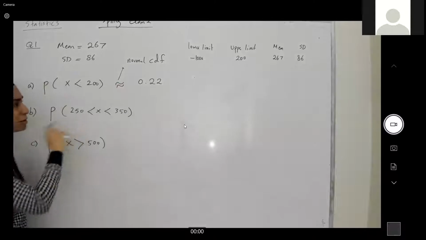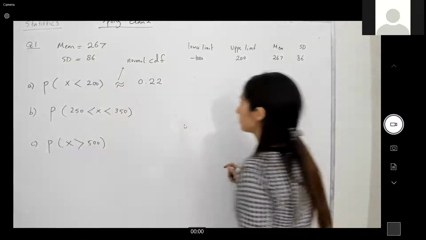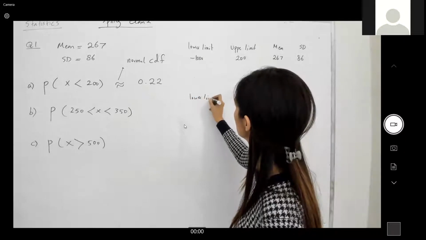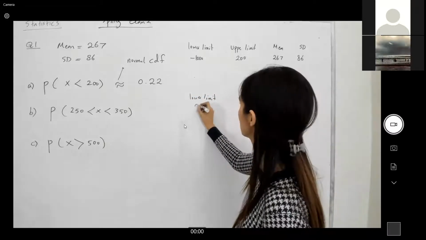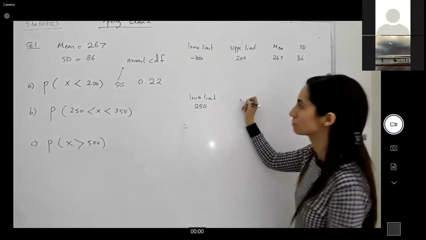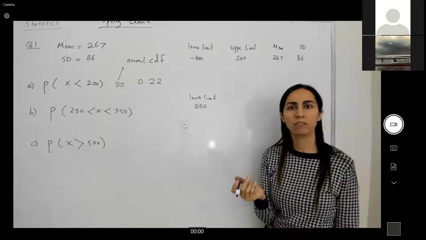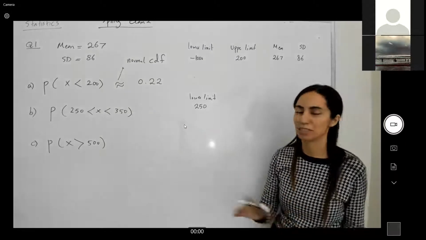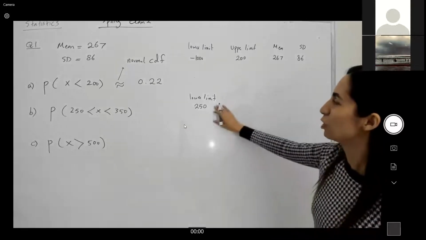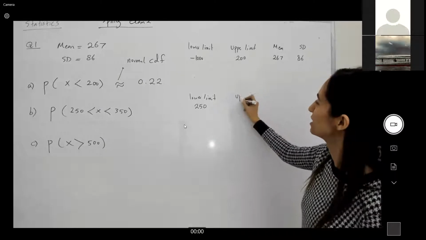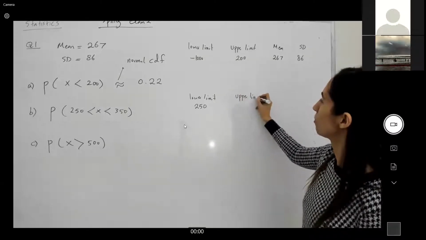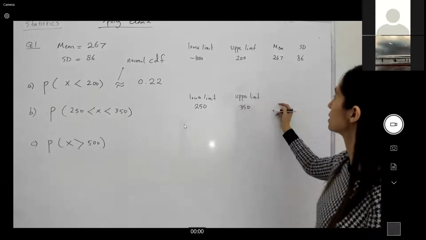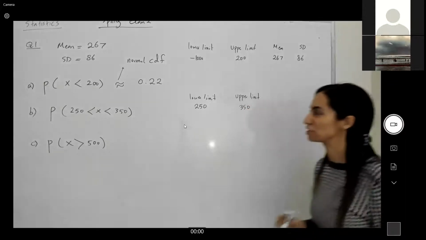The second one says the lower limit is 250. Always use 2 decimals. If it's not given to you, you can leave it as 3 decimal places or 2 decimal places. That's fine. Lower limit 250, upper limit is 350, mean is the same, standard deviation is the same.